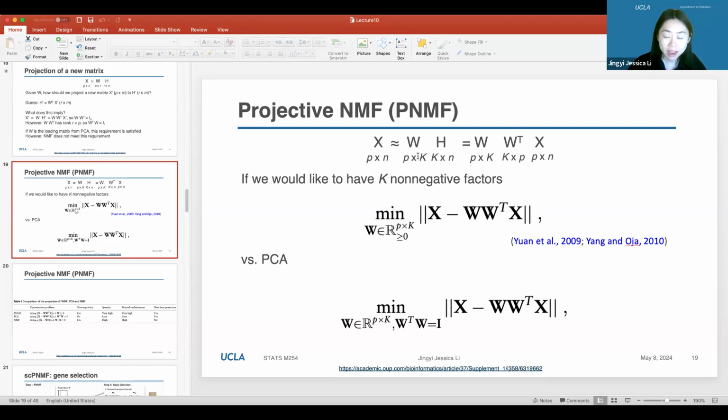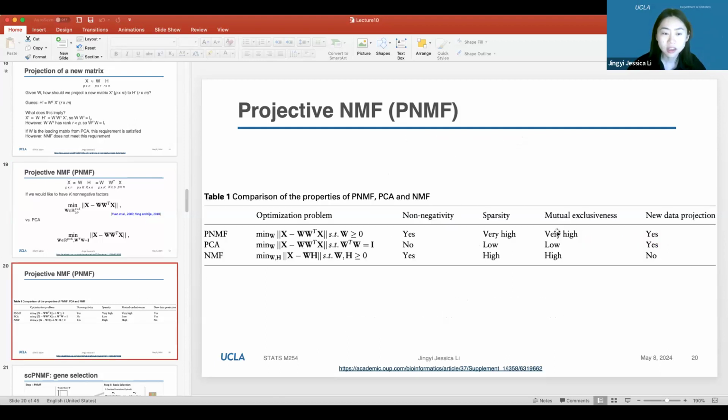And having the columns of W close to orthogonal, with entries that are zero or positive, means that you would inherently have mutual exclusiveness. So the genes participating in factor one will likely contribute zero to other factors. Otherwise, it's impossible to achieve this orthogonality. So that's the thing embraced by PNMF.